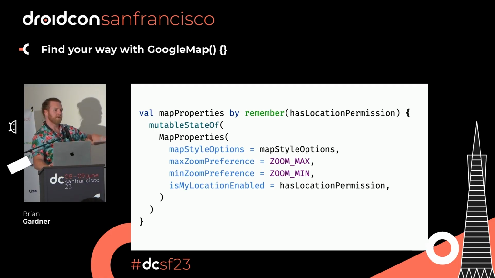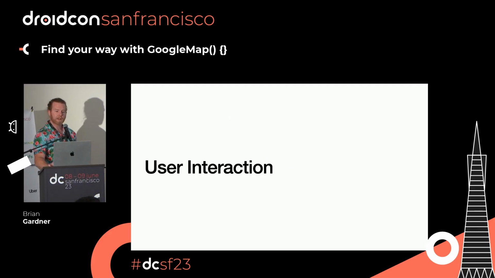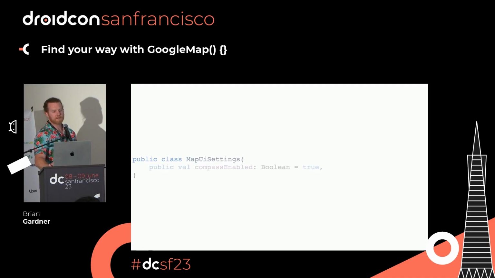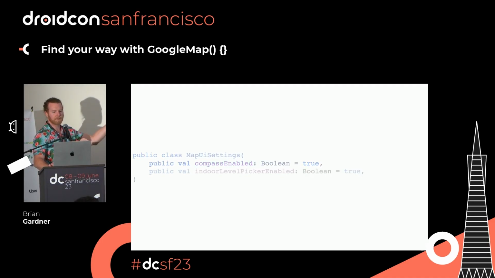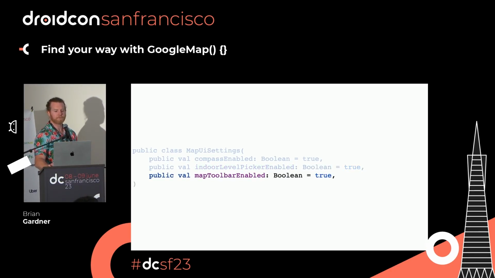Once we have the properties, then we need to define how we want the user to interact with our map. That is done using a map UI settings object. This basically says, like, hey, do you want the built-in compass to show up? Do you want the indoor level picker enabled for the buildings that support the indoor level stuff? Do you want the map toolbar?